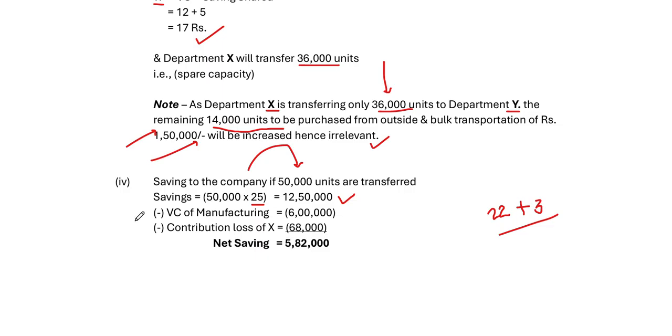Now we will subtract the manufacturing cost and contribution loss for X. Manufacturing cost is 12 rupees per unit into 50,000, 6 lakhs, and contribution loss is 68,000. So our net saving will be 5,82,000. This profit is the maximum as a whole, the company's profit for the entire division. So the best strategy for the company is this method.